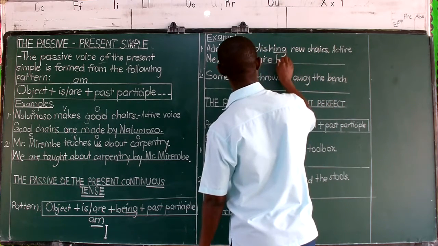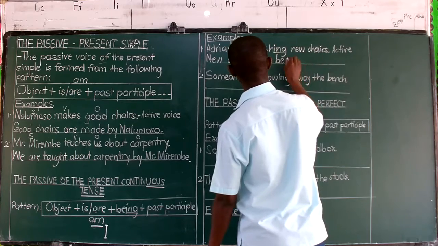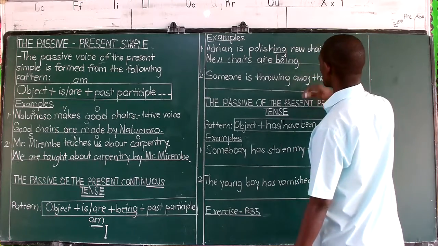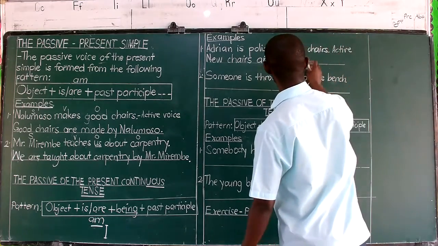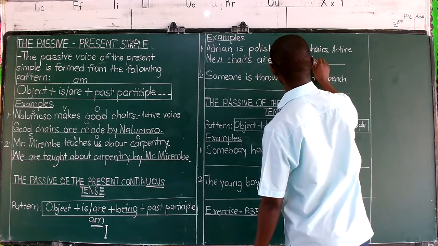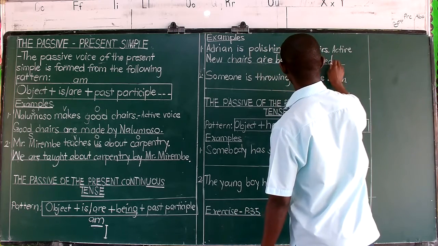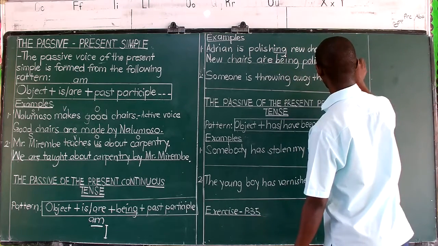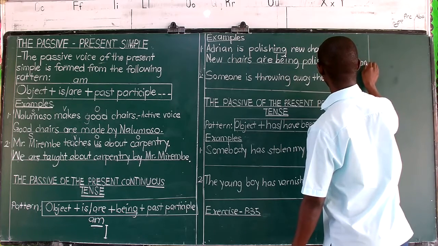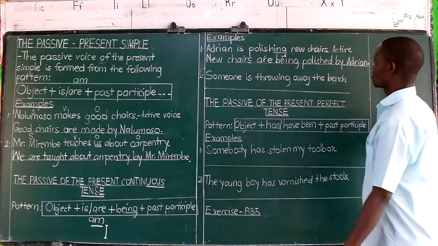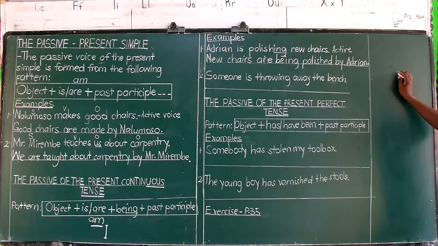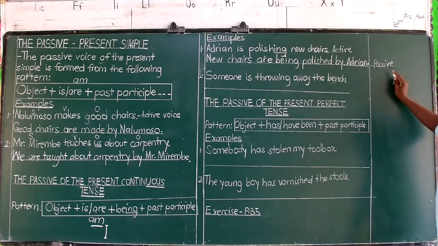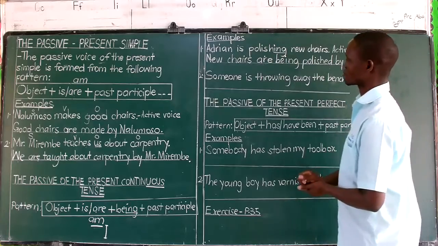It tells me to add "being." Yes. Lastly, according to our pattern, the past participle after "being." The past participle of "polishing" is "polished." Then add the agent or the doer after the preposition "by": by Adrian. And it is as simple as that. It appears on the board: New chairs are being polished by Adrian. And this is your passive voice. This is your passive sentence in the present continuous tense.